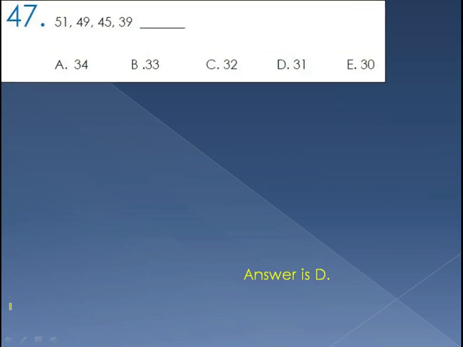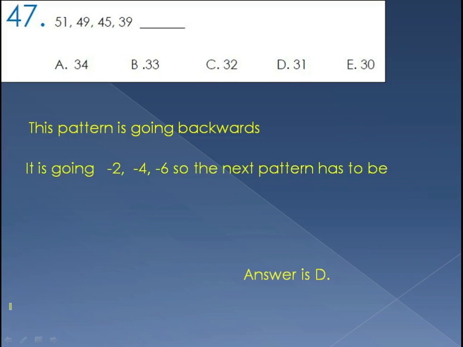Next one. The answer we have already established is D. Let me see, 31. Is that correct? So let's see the pattern. It's going backwards. So it's going from 54, 49, 45, 39. It is going down by minus 5, minus 4, minus 6. So the next pattern is kind of going down in your 2s. 2, 4, 6, it's going to be minus 8. So 39 minus 8 is D, 31.